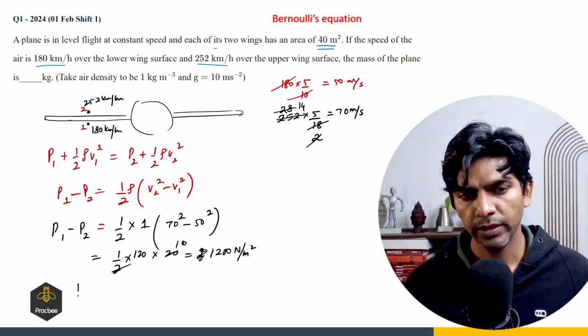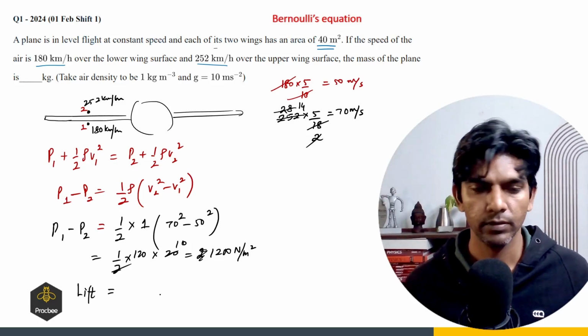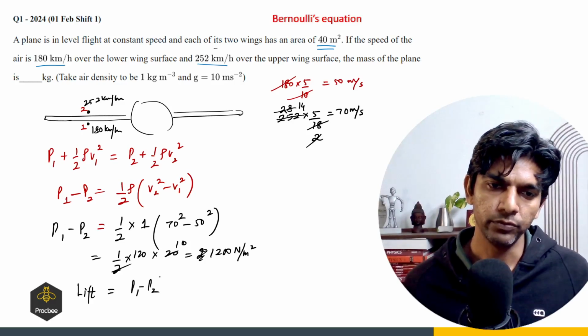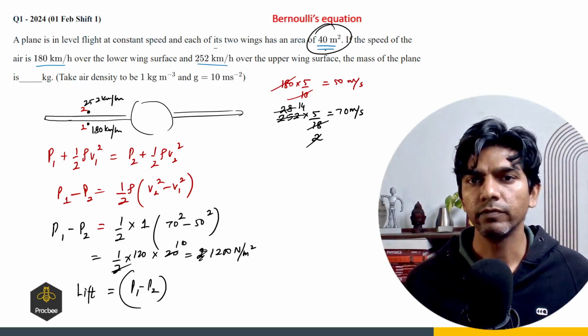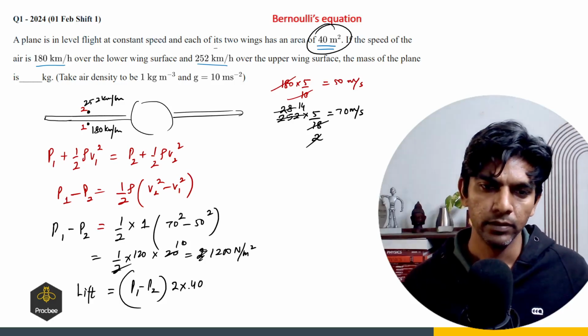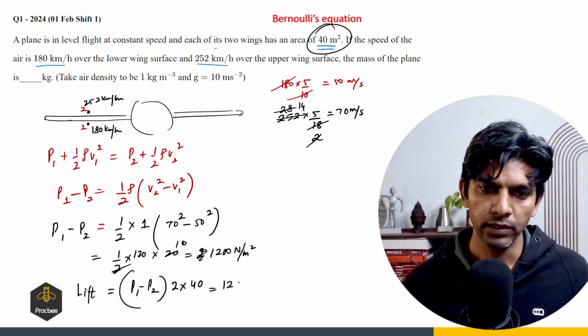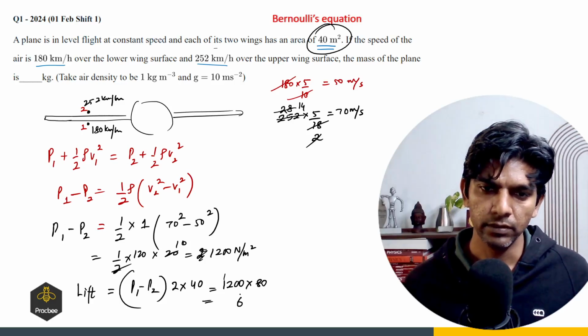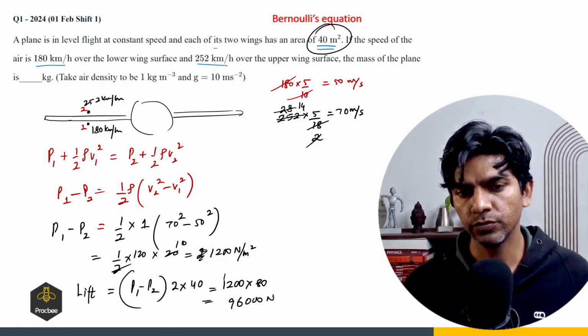So the lift force in the upward direction will be P1 minus P2 times the area. So the total area will be 2 times 40, because 40 is the area of one wing. So it comes out to be 1200 into 80, so 96000. So that is the force in the upward direction.